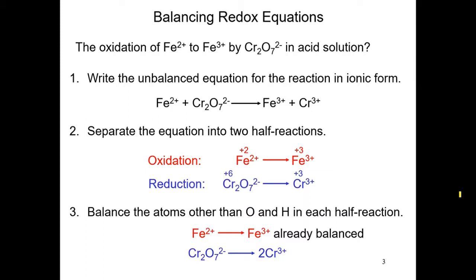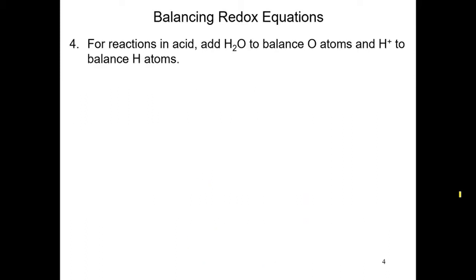Okay, our next step now is to balance out oxygens and hydrogens, but like I said, we're going to do it in a peculiar way. We're going to balance oxygen atoms by adding water molecules. And then we're going to balance hydrogen atoms by adding protons or hydrogen ions. In the case of the iron oxidation, there's no oxygens to balance, so we don't do anything there. But in the case of the reduction, we see that there are 7 oxygens on the left side. So we're going to add 7 water molecules on the right to give us the 7 oxygens.